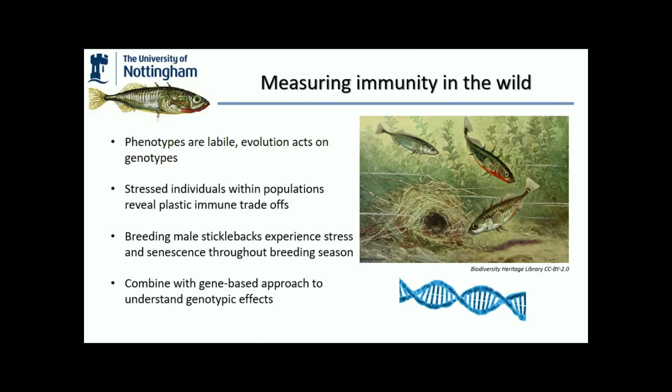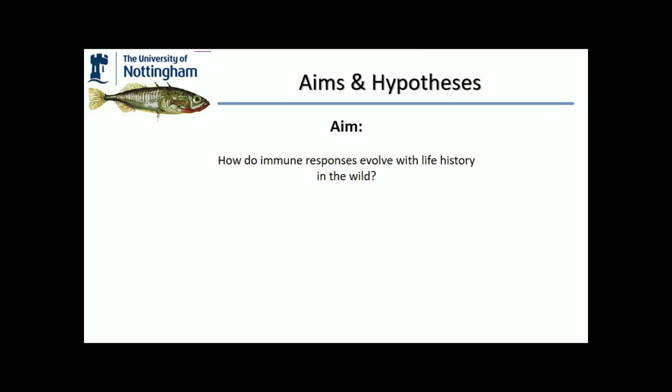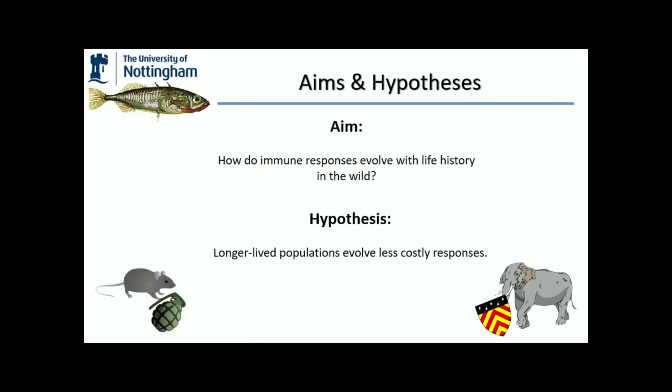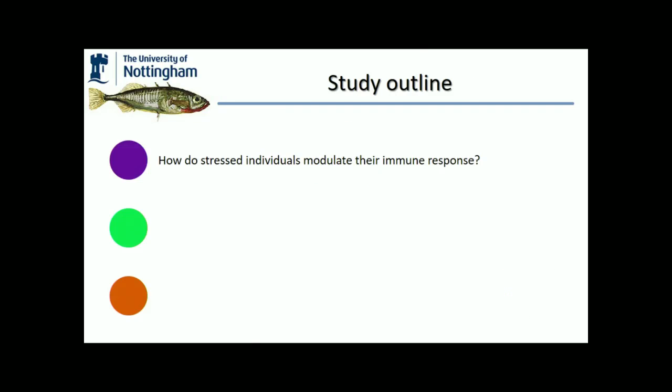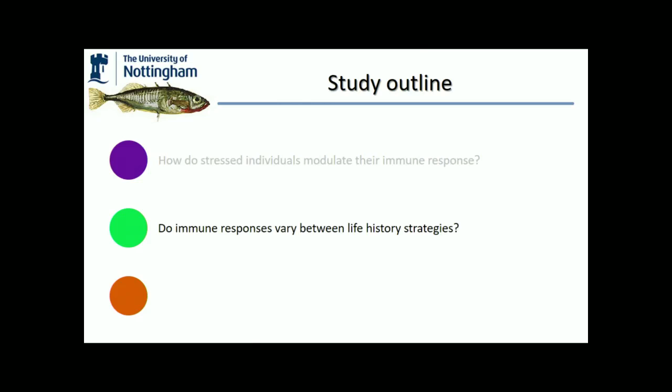We also incorporated a population genetic analysis based on some RAD-seq data that we had from a previous sampling effort on the island. Our aim in the study was to ask how immune responses are evolving with life history in the wild, with our hypothesis being that longer-lived populations should display less costly responses. Our study outline involved three main questions. Firstly, how can these stressed individuals modulate their immune response; secondly, whether immune responses vary between life history strategies; and finally, how much of that can be explained genetically.